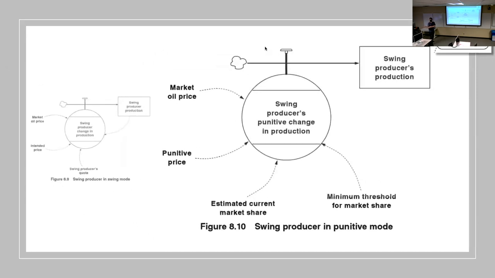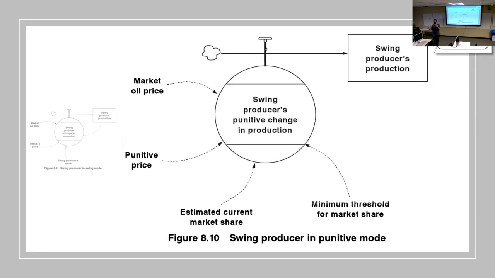Okay, and then the swing producer will periodically switch into punitive mode. So there will be a part of this model which basically affects the flow formulas, whether the flow formulas are using the previous ones or these ones. And it will have to do with whether the swing producer detects that the opportunists are over their quotas, generally over their quotas. And so again, the market oil price goes in, but the swing producer basically has a punitive price. It's really, really low.